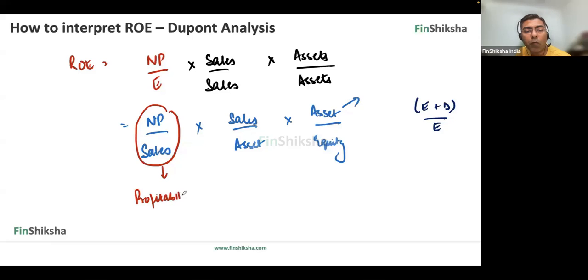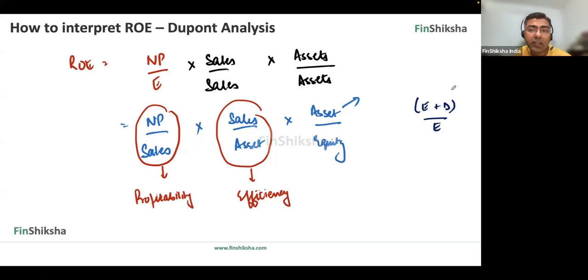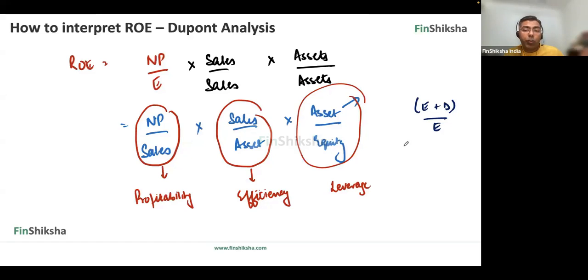So you're looking at how profitable the company is. This sales upon asset is the efficiency element. It's a turnover ratio, so you're checking if the company is efficiently utilizing its assets. And this third one is what is called the leverage factor, right? Which is basically saying, are you efficiently utilizing the capital structure? Now, theoretically, this third number can increase.